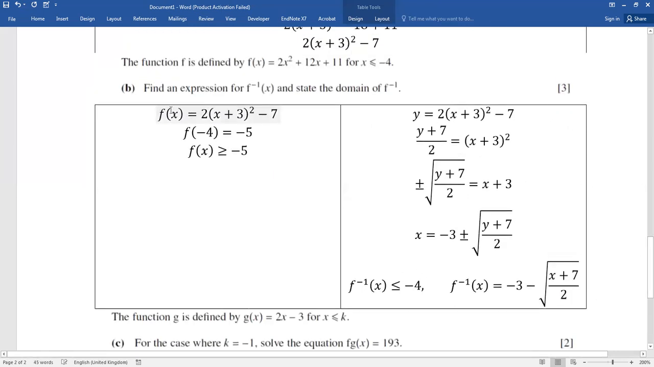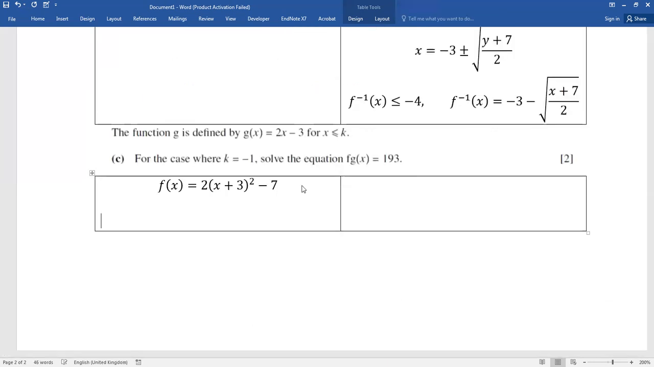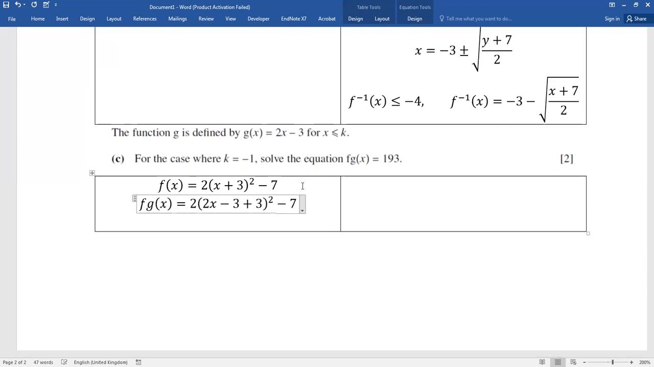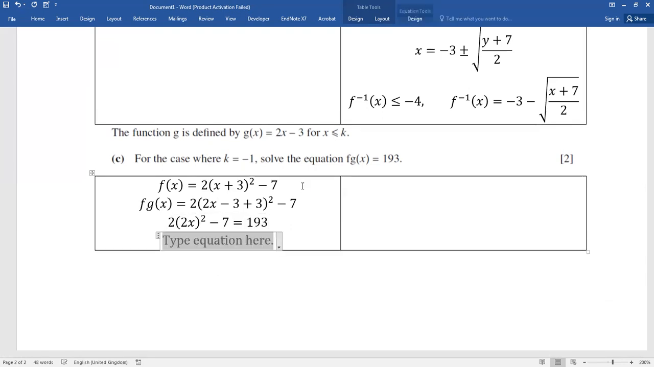Let me write f(x) again. Completed square form of f(x). Now, what will fg(x) be? Very good. We put the entire function of g in f(x). 2(2x minus 3 plus 3) squared minus 7. And the entire thing is equal to 2(2x) whole squared minus 7 is equal to 193. Solve and tell me the value of x that you get.